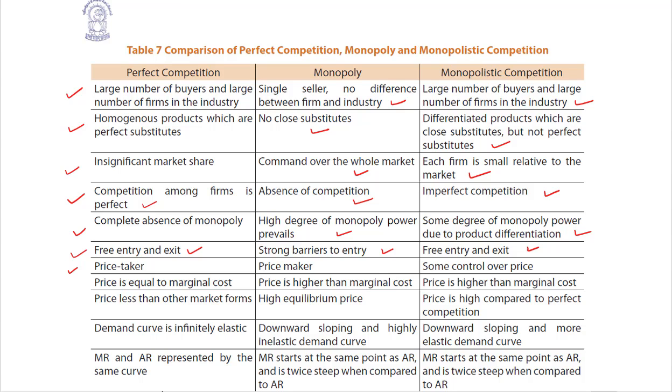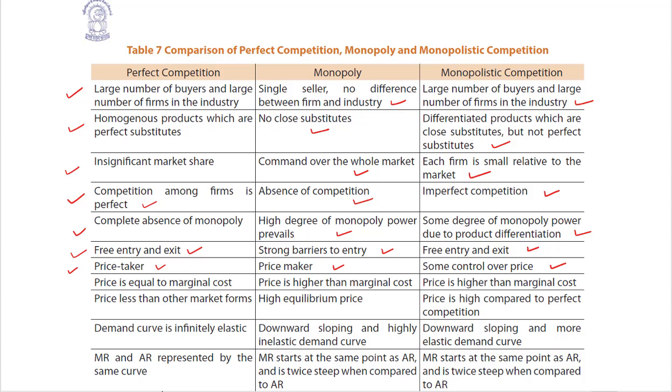In perfect competition, the firm is a price taker and not a price maker. In monopoly, the firm is a price maker and not a price taker. In monopolistic competition, they have some control over price, but not full control over the price.